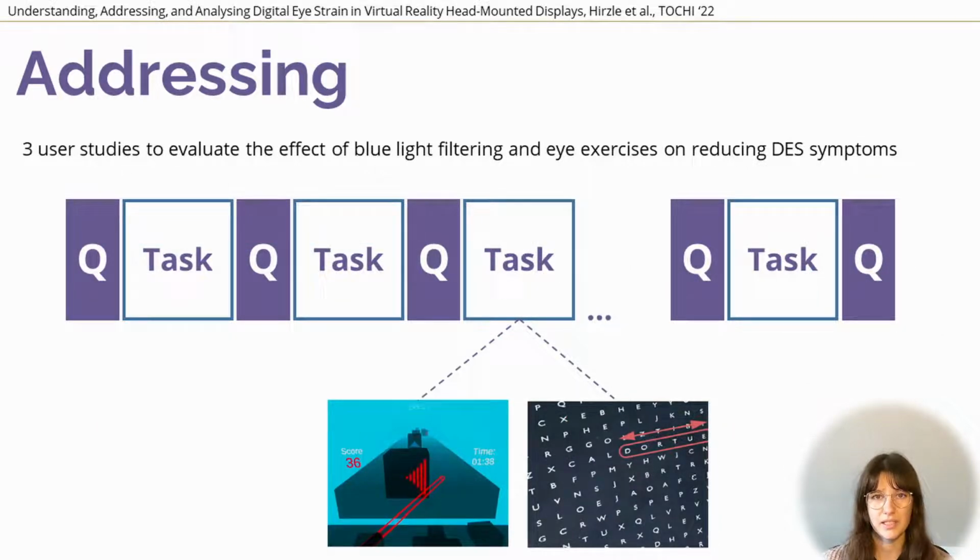So we always implemented a VR application that basically was a game and consisted of several levels. After each level, we asked the users to indicate their current digital eye strain level in a self-report questionnaire. So the cues here are the questionnaires, and in between they performed the task. For the blue light study, we implemented a game similar to the Beat Saber game. And for the eye exercise study, we implemented a word search puzzle.